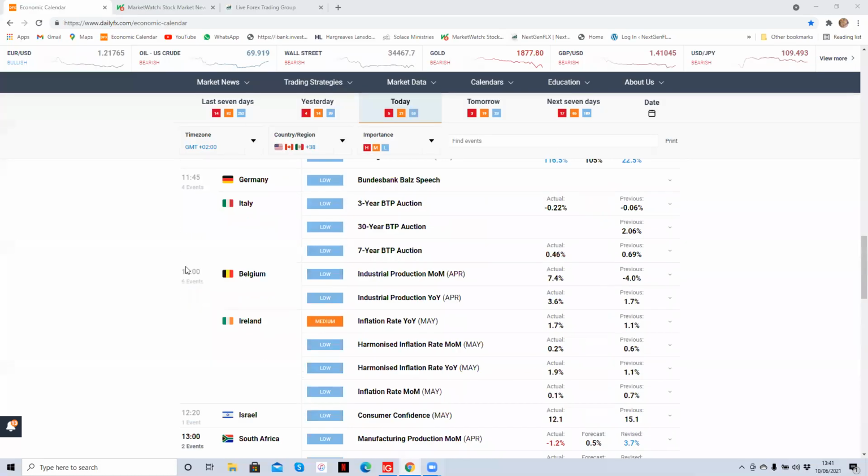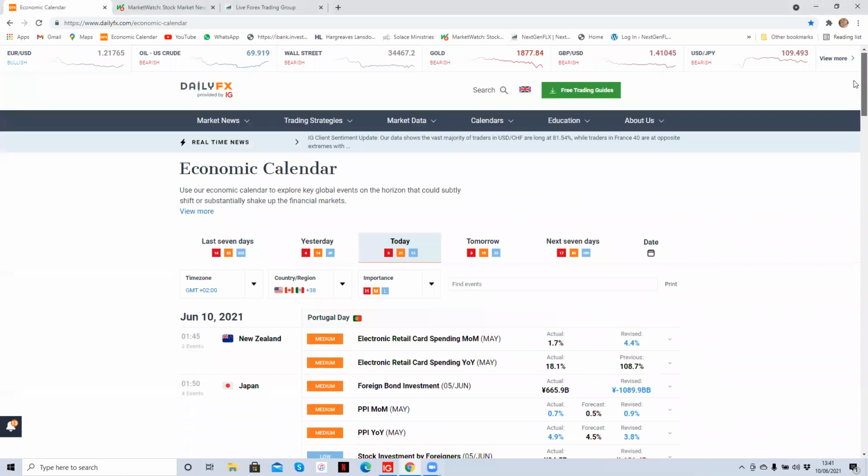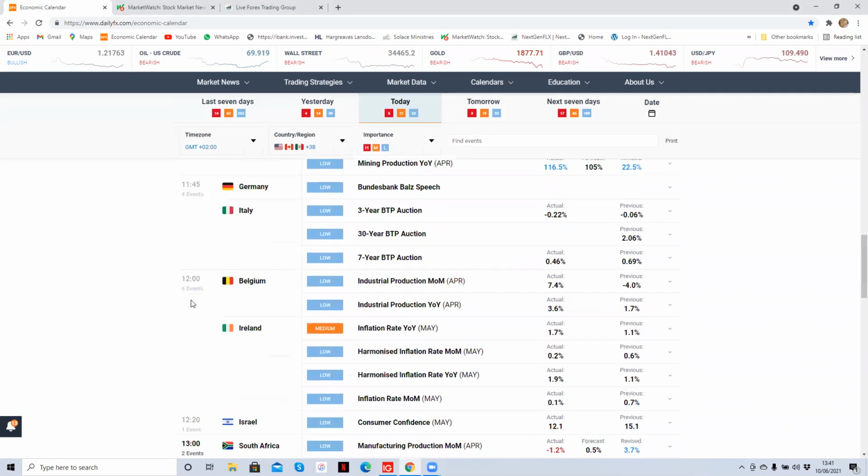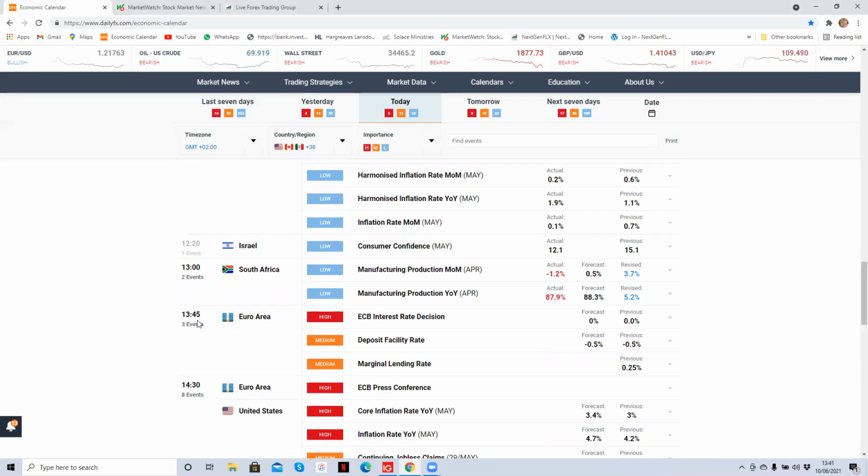As usual, we start off with the economic calendar. Today is Thursday, the 10th of June. Again, my time zone here is GMT +2. Looking at the calendar, at 1:45 p.m., which is in about 4 minutes, we have the European Central Bank interest rate decision, which will obviously have a severe impact on the European stock market and currencies paired with the euro. And since we're trading the euro US dollar, we're going to take note of that.